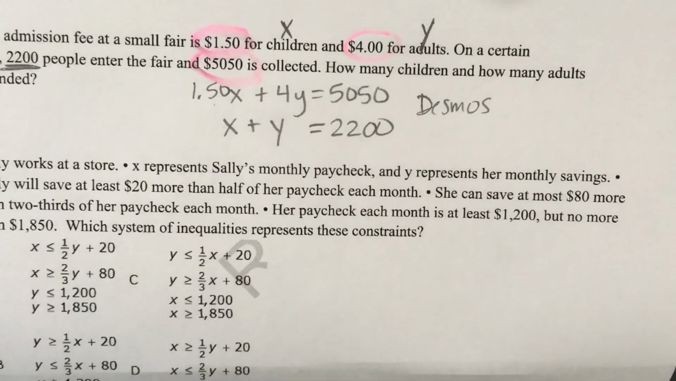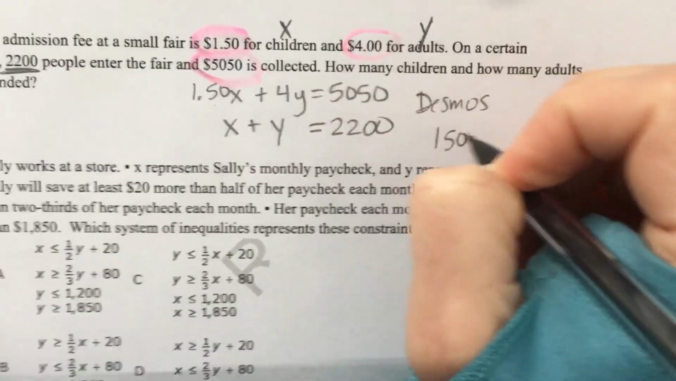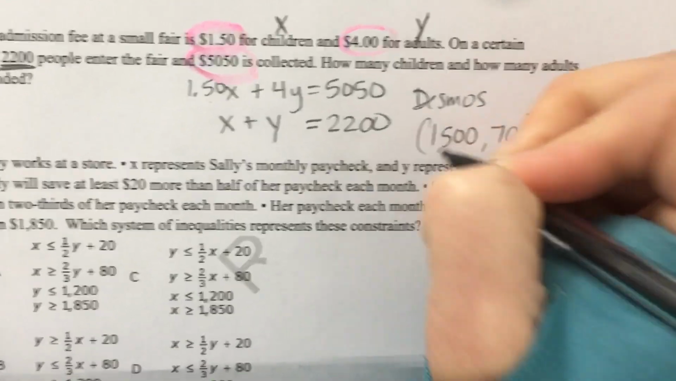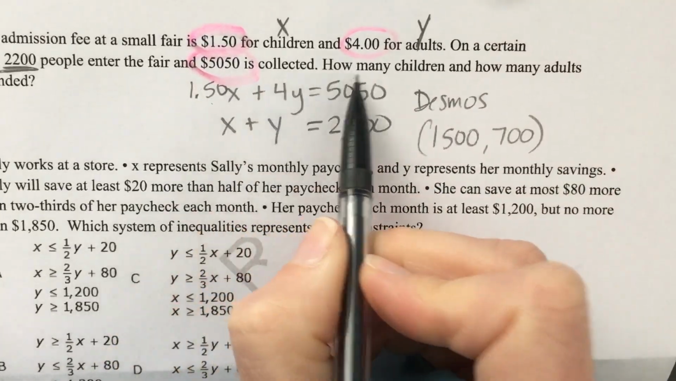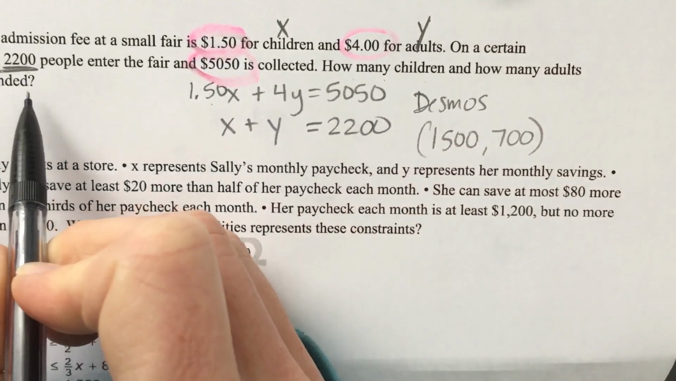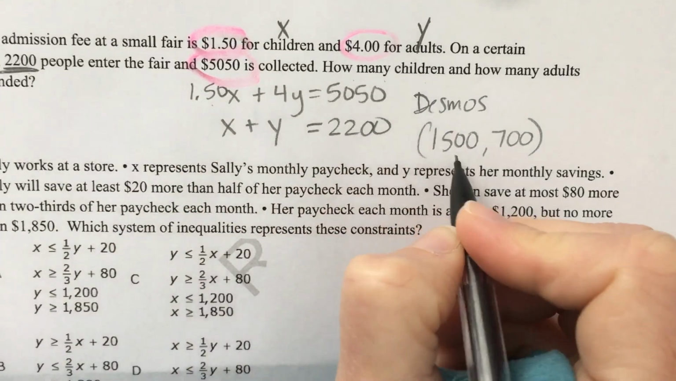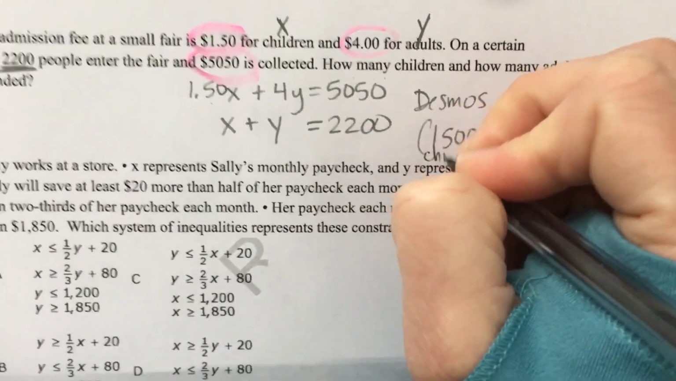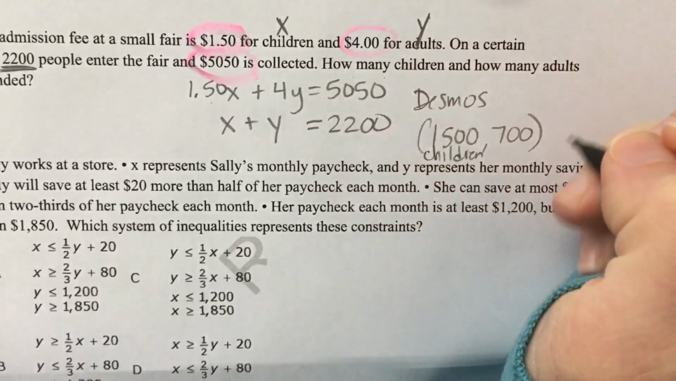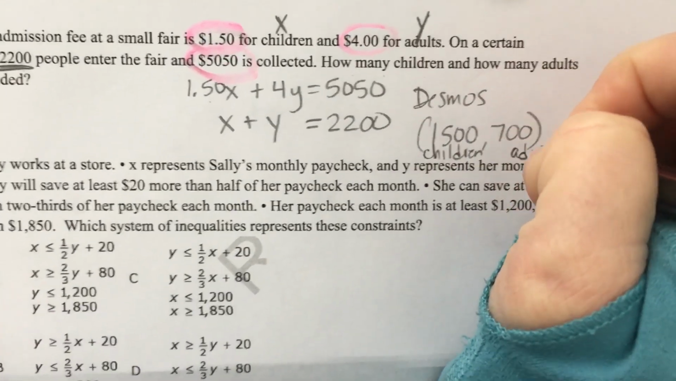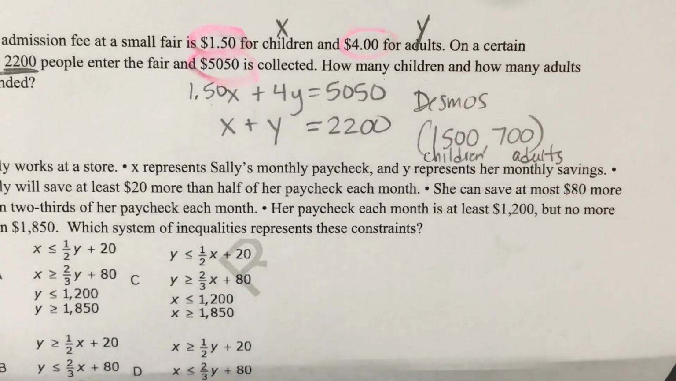And you've got to go back and read the question. How many children and how many adults attended? Well, this one is children, so it's 1,500 children, and it's 700 adults.